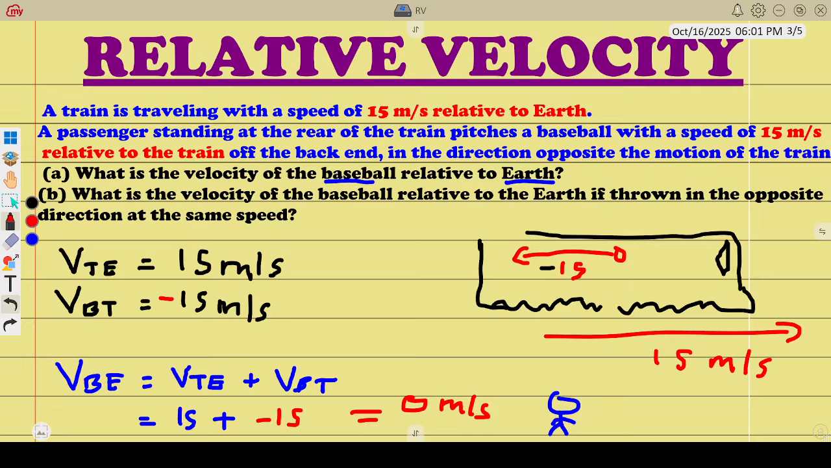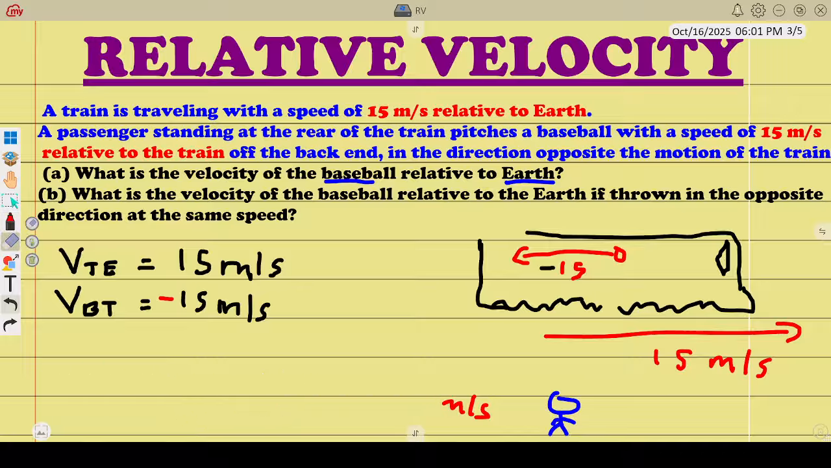Okay, so that's how we go through this. Now we are going to question B, where they said now this ball is thrown in that direction. It is thrown forward. So here the simplest explanation I can give you is that this person is seeing two velocities, this one and that one.